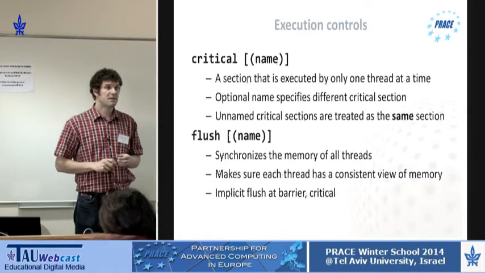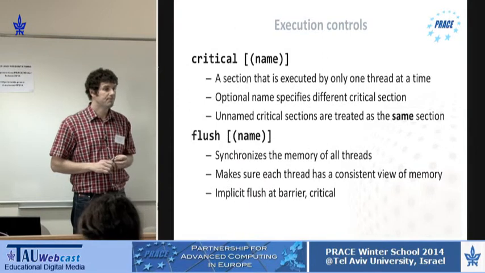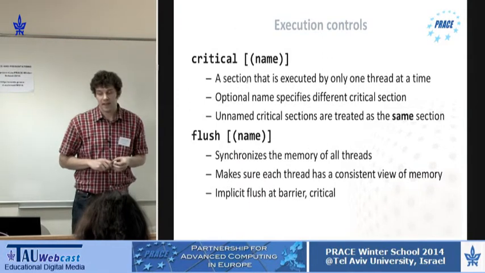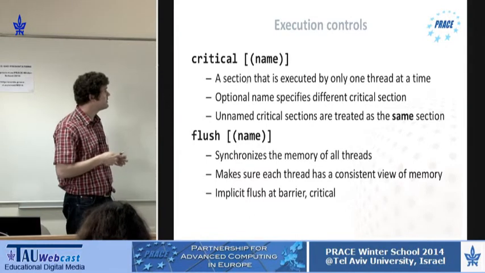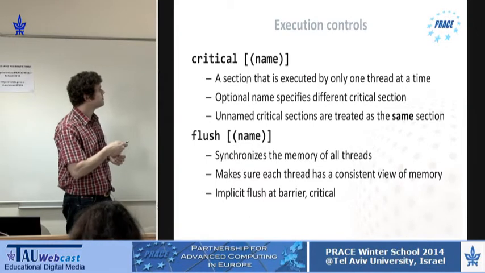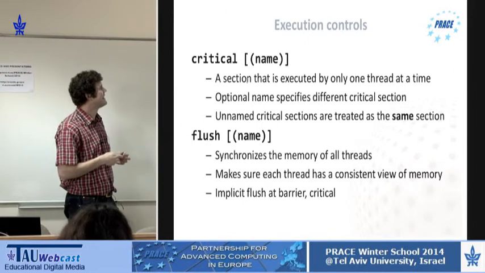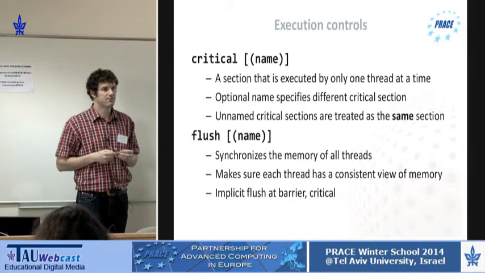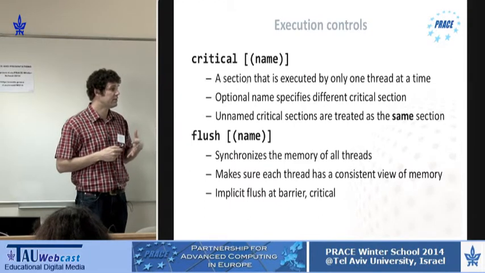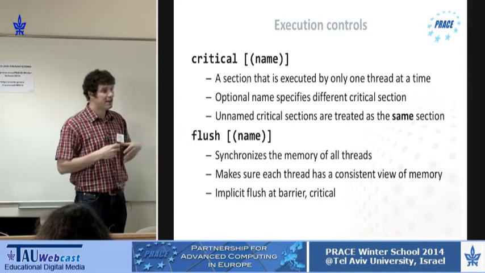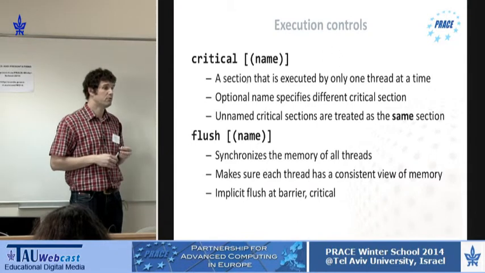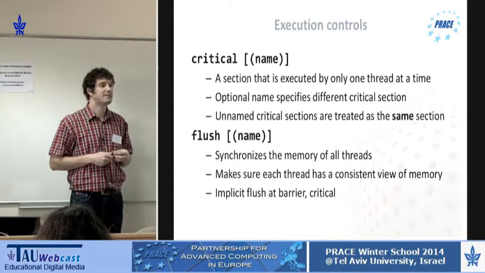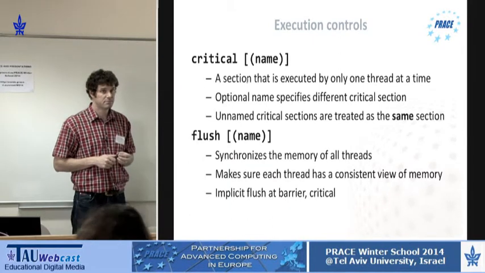There can be some parts that will be executed by multiple threads, but only one thread at a time. And these are the critical sections. It's also possible to give a name, and in that way it's possible to have different critical sections, so that critical sections with different names can be executed by two threads at the same time, but critical sections with the same name can be executed only by one thread at a time.